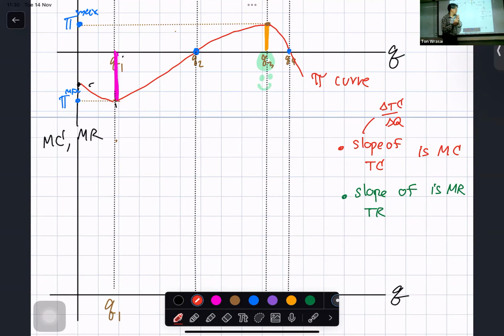Slope of TR, maybe you get confused. I have to change a little bit.